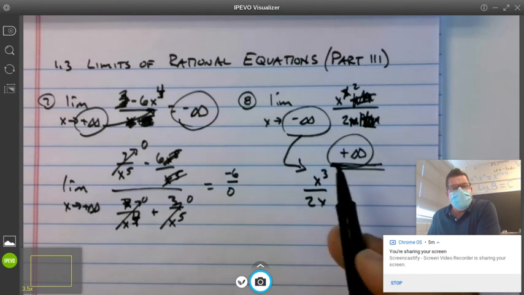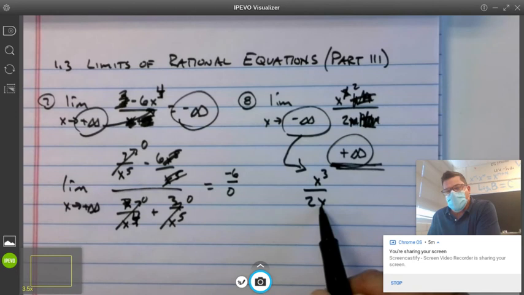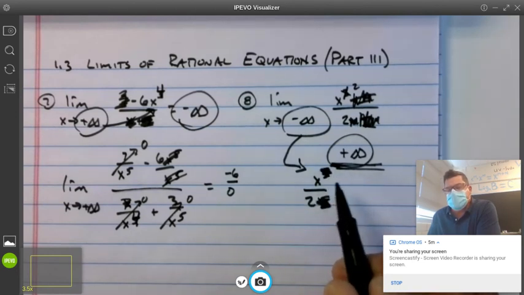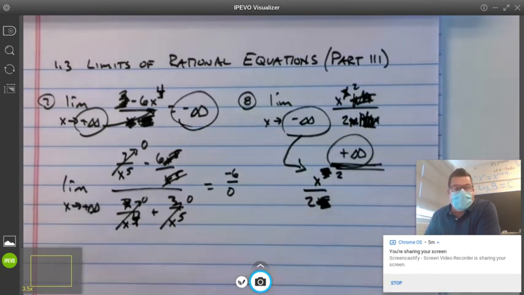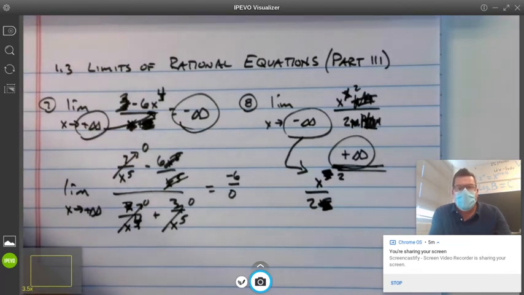Why does the Smith method work on problems like this? Well, when I cancel an x with an x, I'm canceling an x on top and an x on the bottom. So a positive divided by a positive is just that, positive. A negative divided by a negative is going to be a positive as well. I hope that makes sense. We will take a look at part 4 coming up here in a minute.